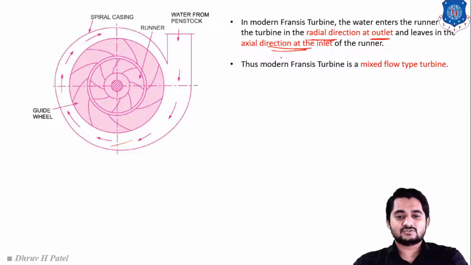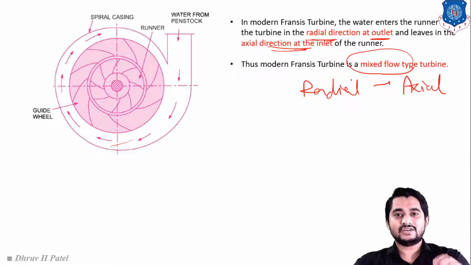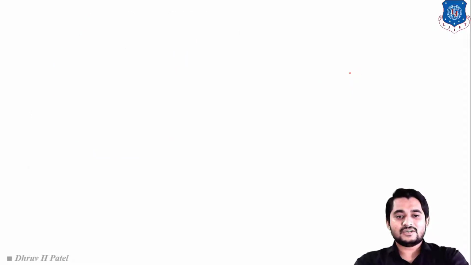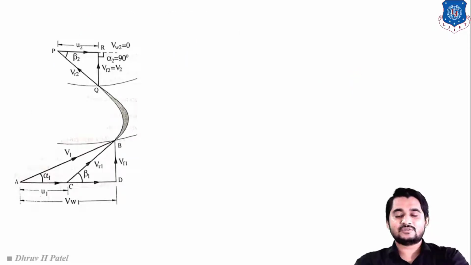Next one is, the modern Francis turbine is a mixed flow type turbine because at the inlet entry it is radial and at the outlet exit it is axial. Clear, students? So it is also called a mixed flow type turbine, right? Now let us understand the velocity triangle of the Francis turbine.